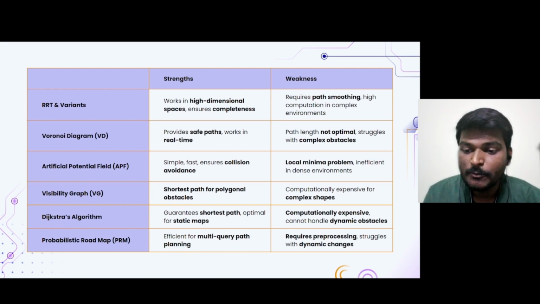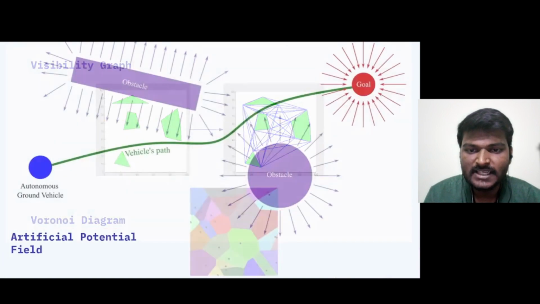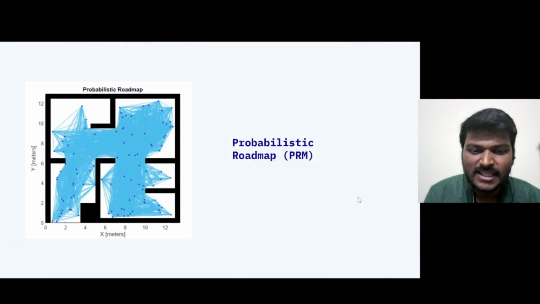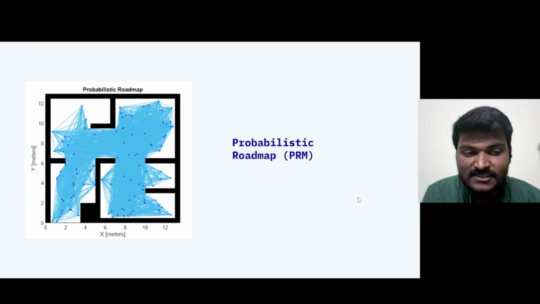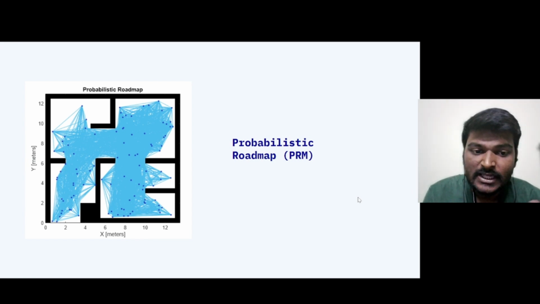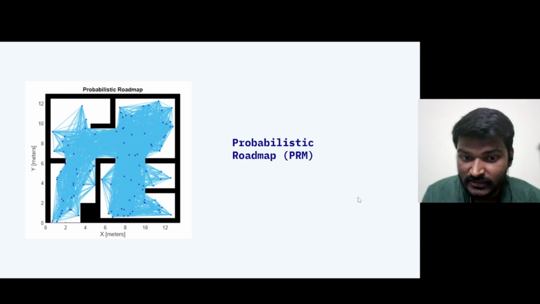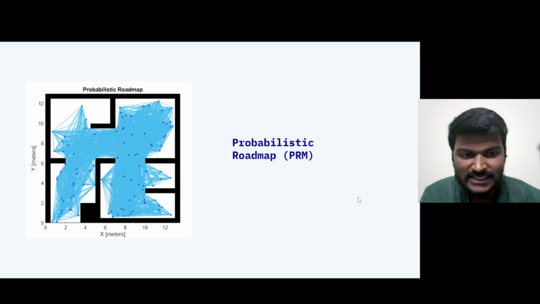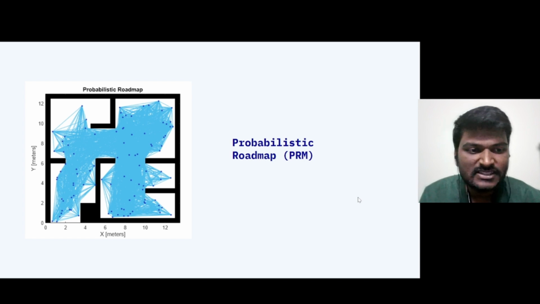The PRM, probabilistic roadmap, as can be seen in this diagram, is another sampling-based method that creates a roadmap of randomly sampled points, connecting them if the direct path is collision free. It's like an algorithm in a dark space randomly shining its flashlight in different directions, and it marks the safe spots to walk to.